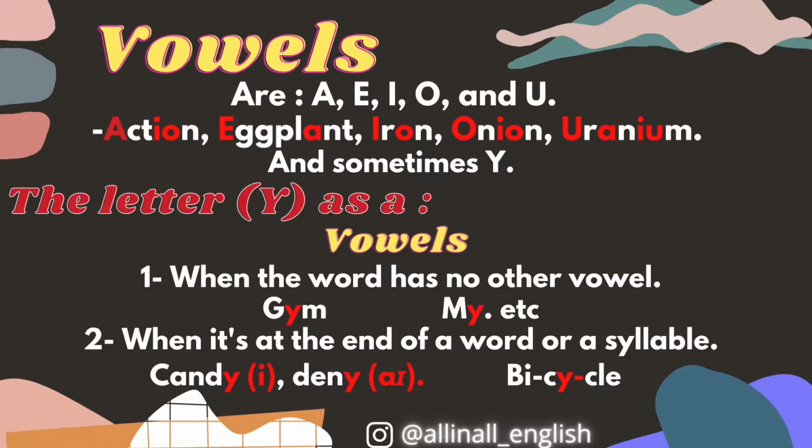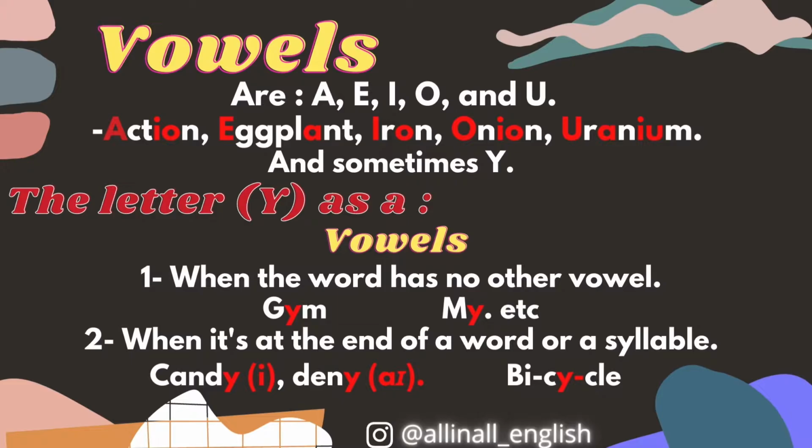About the second one, when it's at the end of a word or a syllable, like the word candy and deny. As you can already tell, we pronounce the letter Y differently than the letter pronounces individually. And that's because it comes at the end of a word. In this case, we will consider it as a vowel.